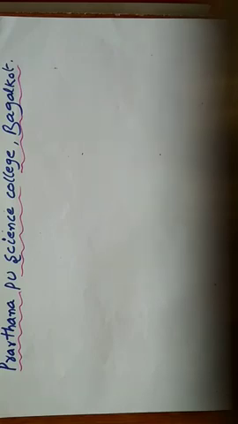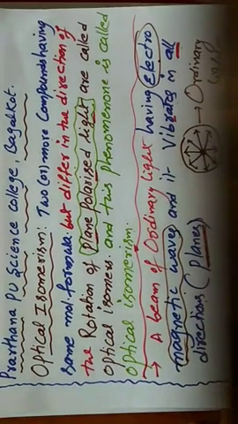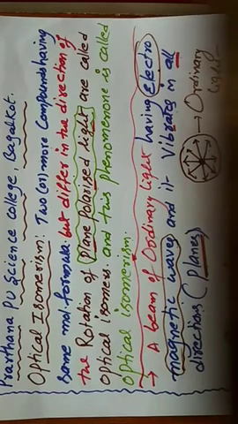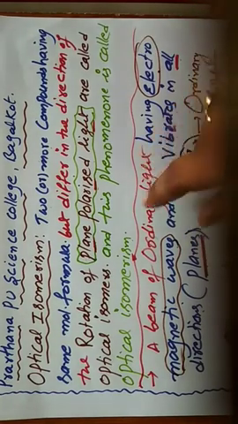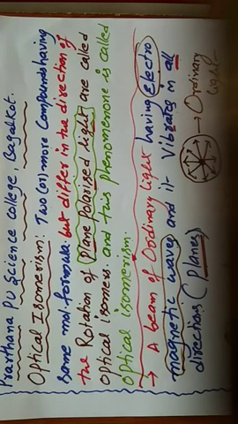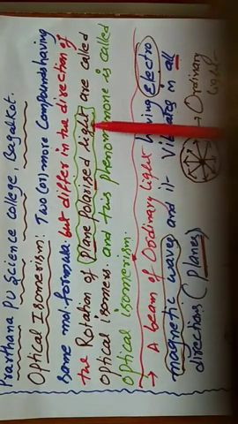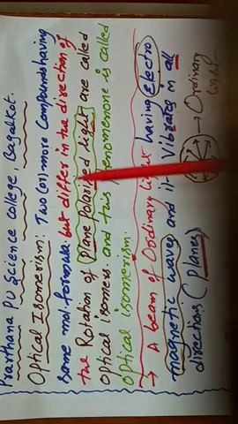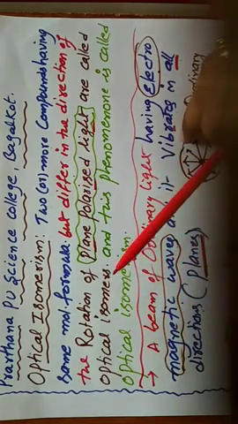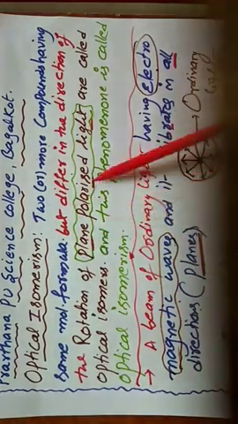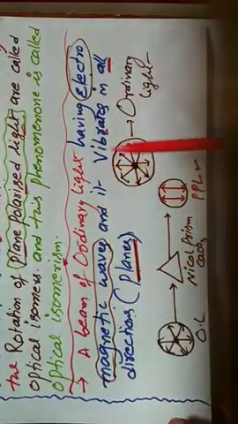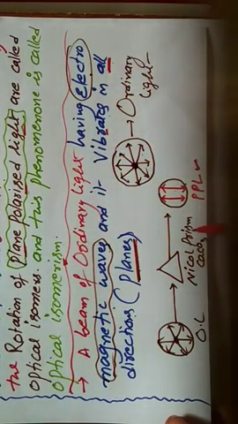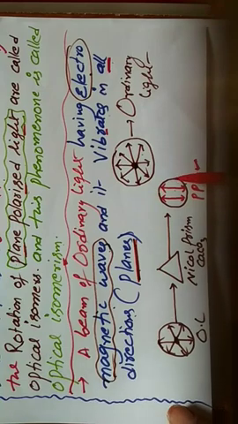So in the last class we discussed optical isomerism. Optical isomerism means compounds that differ in the direction of rotation of plane polarized light are called optical isomers. Okay, so how to prepare plane polarized light? Ordinary light is passed through the Nicol prism, then we can get plane polarized light.